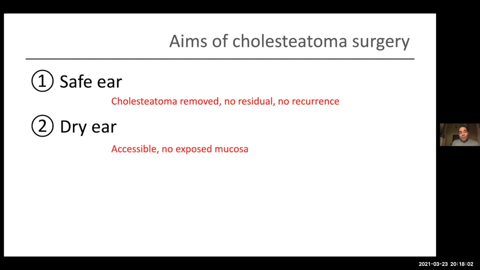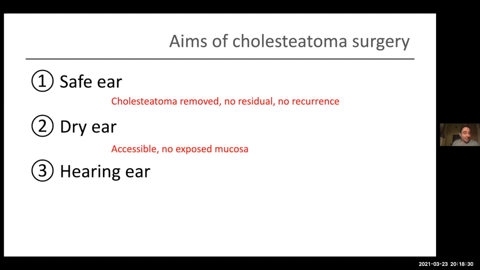So what that means is that if, for example, you've got a mastoid cavity, it needs to be accessible so that it can be cleared out, and there should be no exposed mucosa. So we know that externally all of our body is lined with squamous epithelium, which is designed to be rugged and exposed to the external environment and survives very well. But mucosa on the outside is never happy. It will weep.